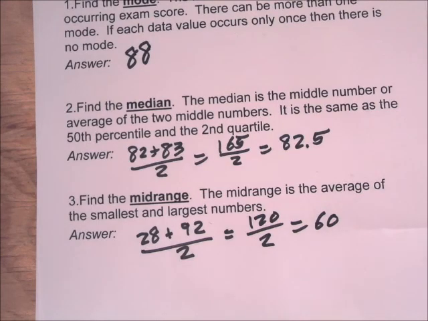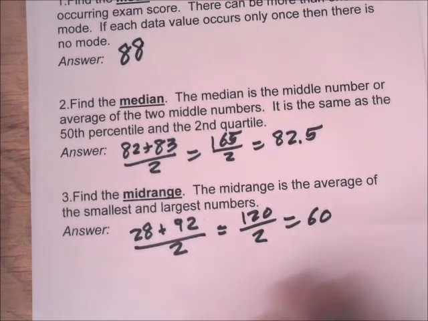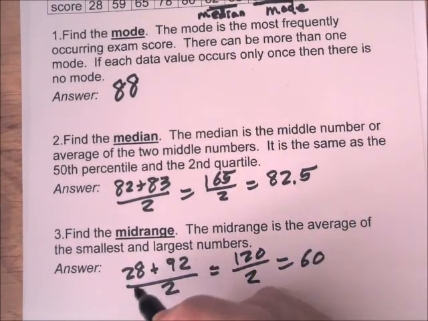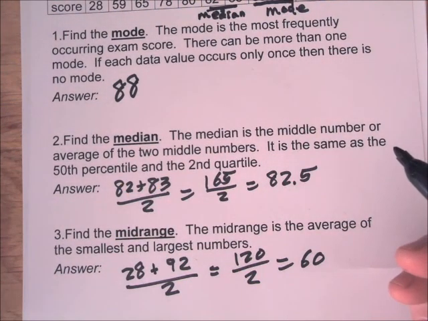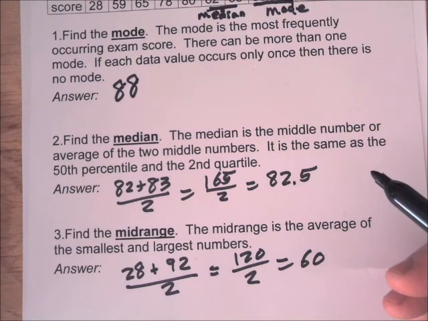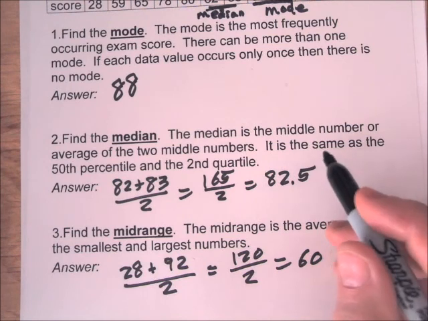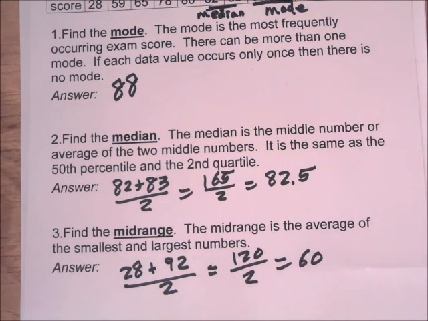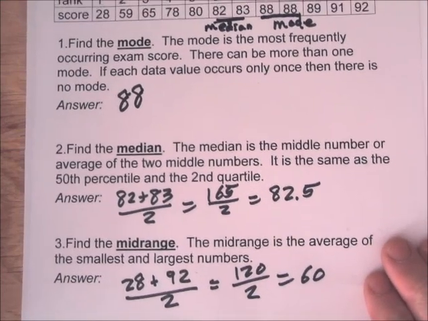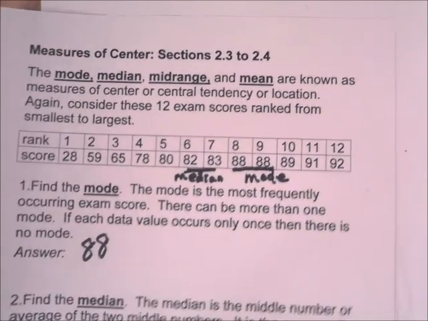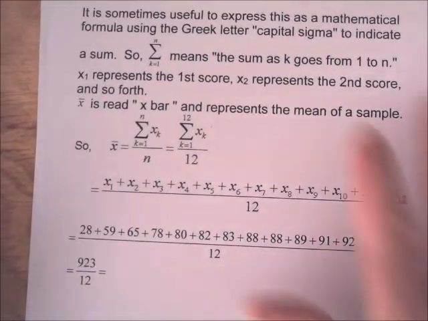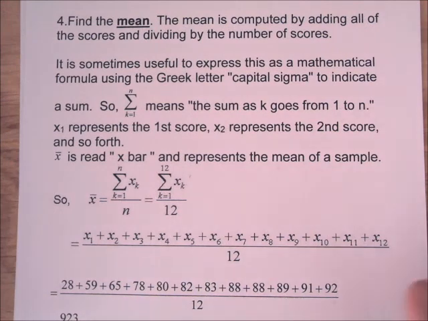Okay. The mode and the mid-range are not used so much because one exam score can have a big effect on the mode and the mid-range. The median and the mean are the most common measures of center. Okay, so let's do the mean. The mean is computed by adding up all the scores divided by the number of scores.